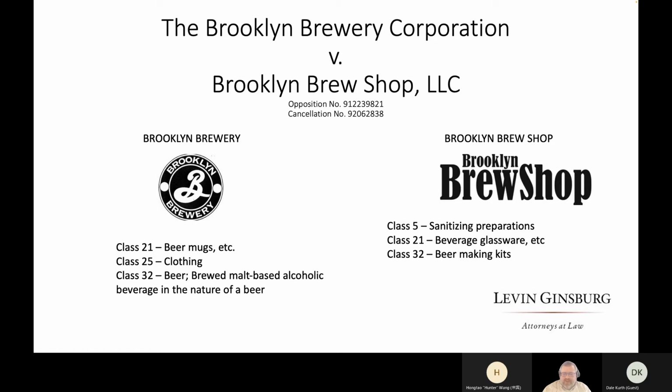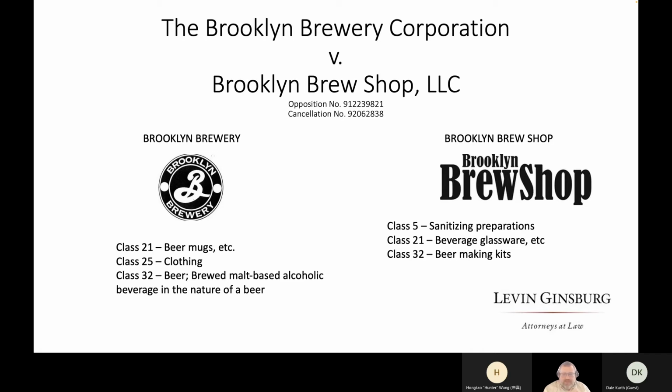And so they brought these two proceedings. And a lot of the decision that the TTAB came with is on a slightly separate issue, which is the doctrine of laches. Brooklyn Brewery, because of their long relationship already with Brooklyn Brew Shop, was ultimately found to be stopped from complaining about the beer making kits because of this relationship. It would be a hardship on Brooklyn Brew Shop, after these years of working together and developing the brand together, for them to be stopped from using Brooklyn Brew Shop.